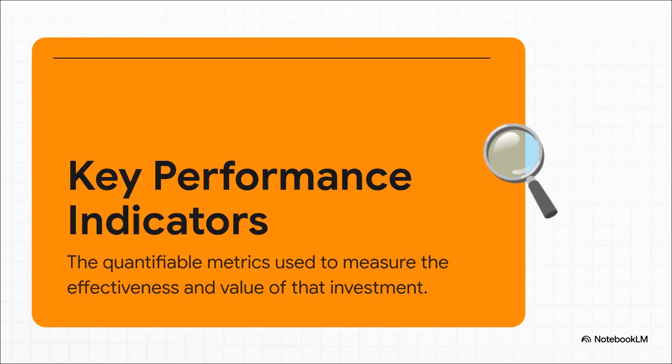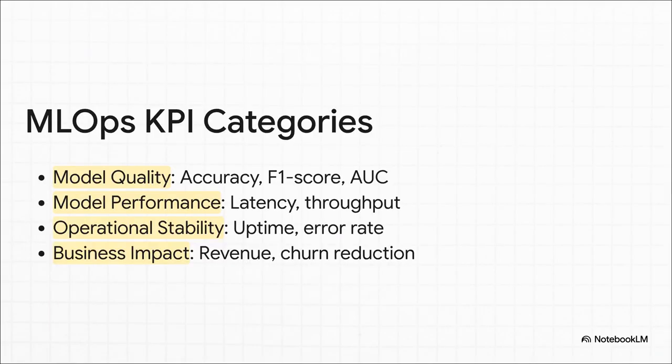All right, on the other side of this equation, we have key performance indicators, or as you know them, KPIs. Think of these as the metrics we use to measure the value we're actually getting from all those costs. They are the bridge connecting our technical work to the business's bottom line. And KPIs are definitely not one size fits all. We can group them into different categories. We absolutely still need our technical metrics for model quality and performance, but we have to add operational stability, things like uptime, and most importantly, the bottom line business impact like revenue generated or how much churn we reduced.